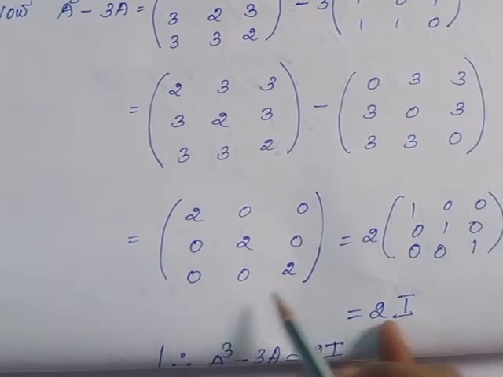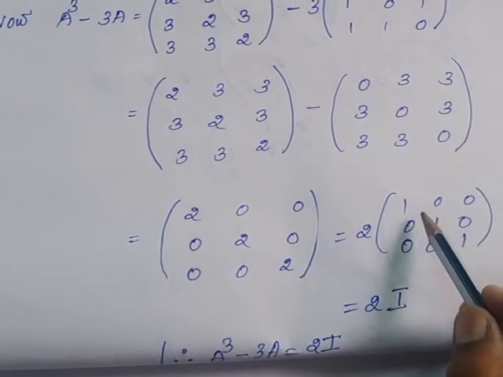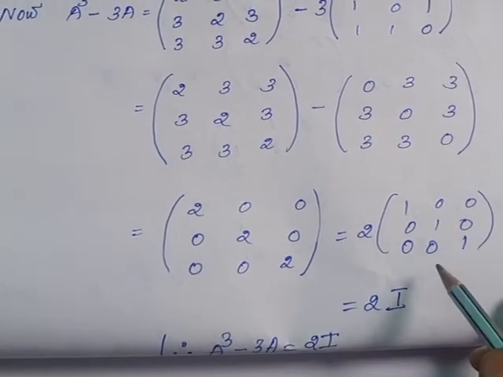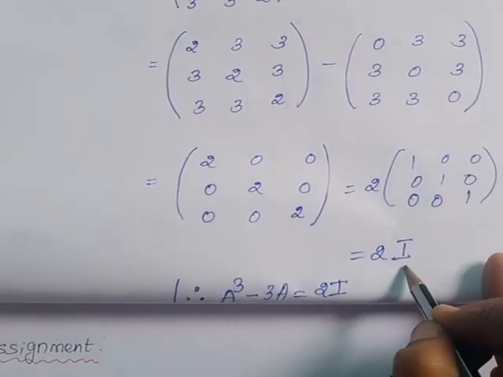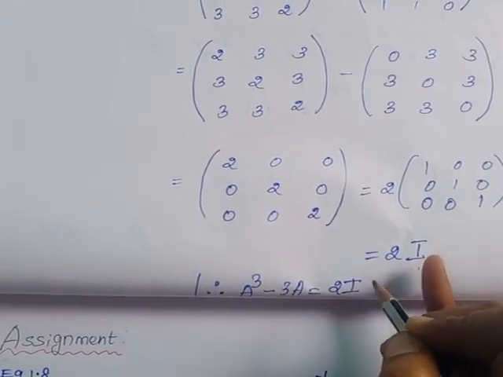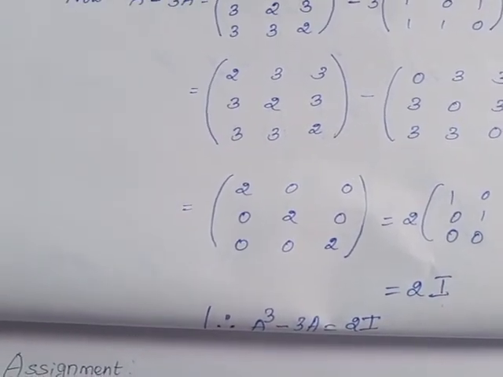Taking 2 out, we get the matrix 1 0 0 0 1 0 0 0 1. It is an identity matrix of order 3. Hence the result: A cube minus 3A is equal to 2I. This is the answer for this problem.